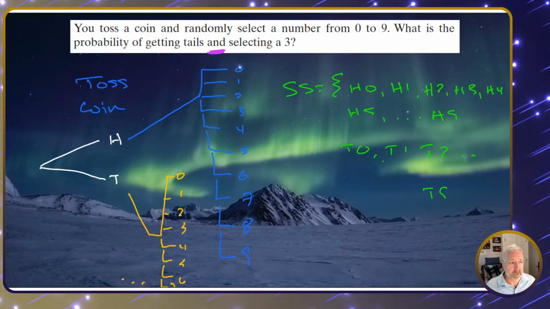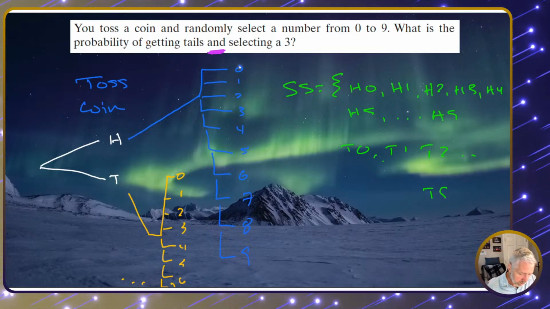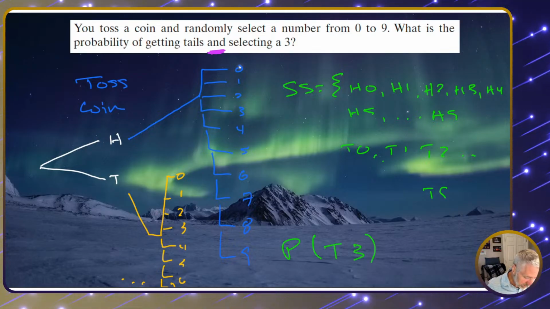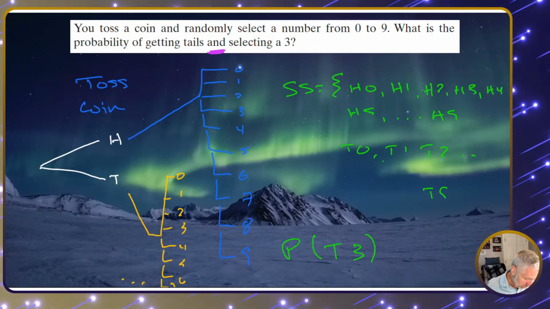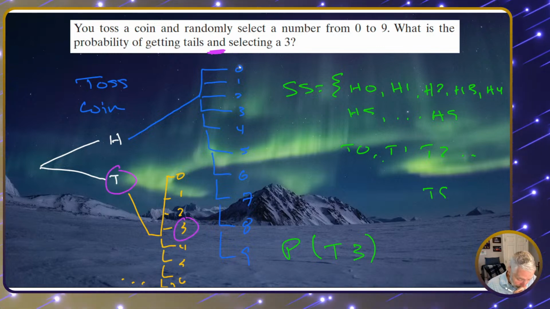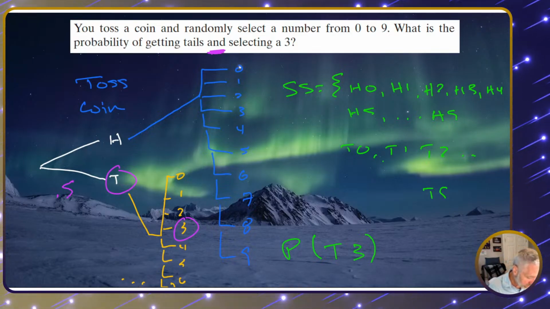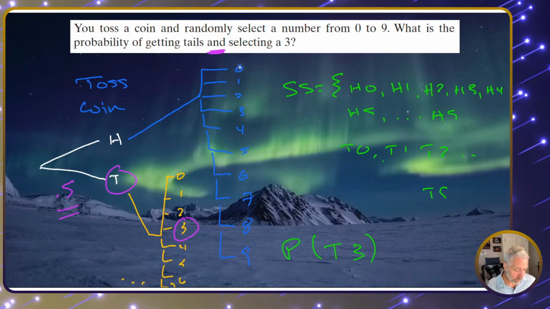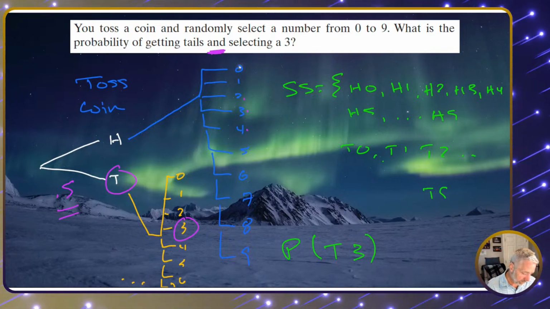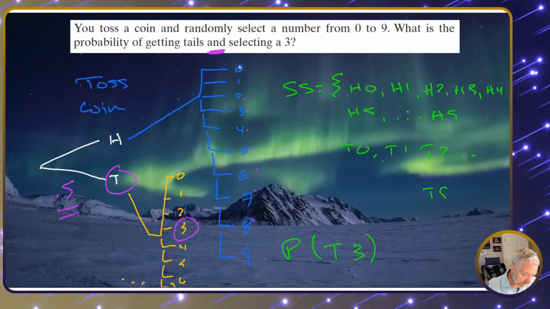So we're looking at what is the probability of getting tails and selecting a 3. Okay. So we're looking at the probability of tails 3. Well, that only happens one time. It happens right here when you get a tails and when you get a 3. Well, the probability of getting tails in the flip of a coin is 0.5. And the probability of getting a 3 in that set of numbers, well, I don't know how many numbers are there. 1, 2, 3, 4, 5, 6, 7, 8, 9, 10 because we include the 0. So 1 out of 10.